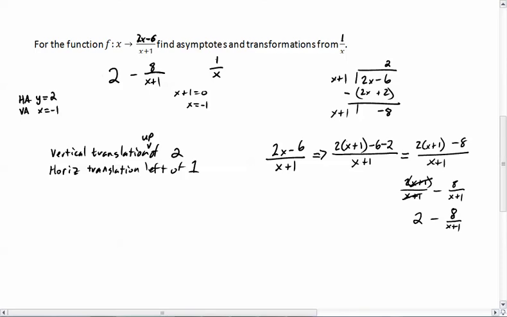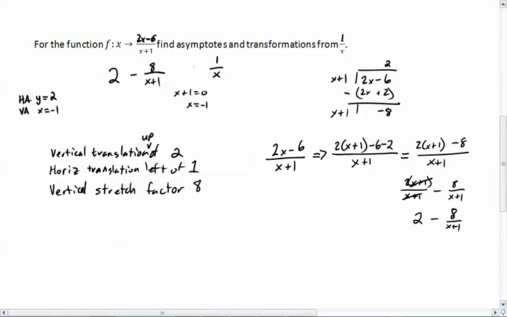Okay? And then I've got an 8 on the top, which means that my 1 over x has been multiplied by 8. So I've got a vertical stretch, right, because that's not being applied inside the function. It's on the outside. It's being applied on the outside. So vertical stretch factor of 8. And then we have one last thing.